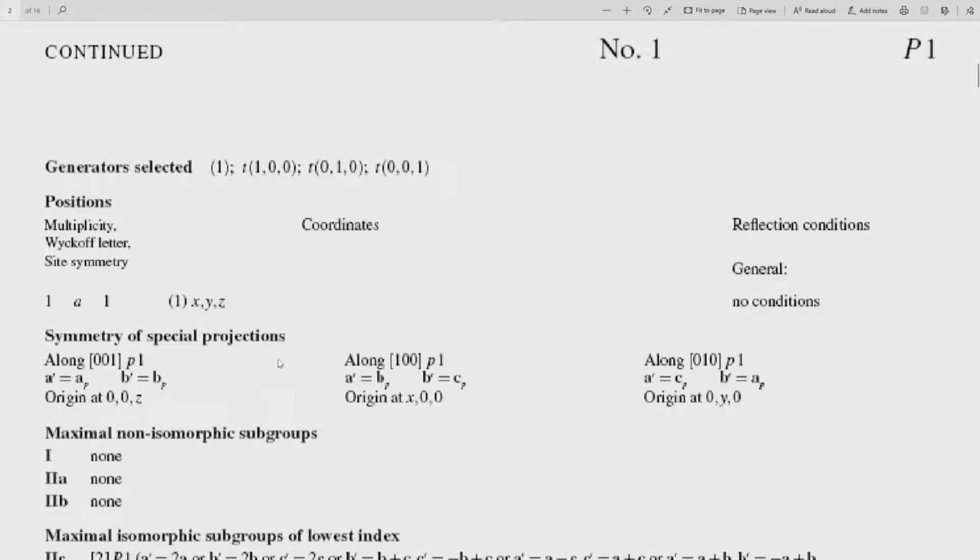The special projections which are indicated here tell you very clearly along 0, 0, 1 what is the axis, along 1, 0, 0 what is the symmetry, along 0, 1, 0 what is the symmetry. This symmetry you notice is indicated with a little p and 1. The little p tells us that we are now talking about a 2-dimensional projection, or in other words a 2-dimensional lattice. This particular 2-dimensional lattice, which is in 3 dimensions triclinic, has a symmetry 1.